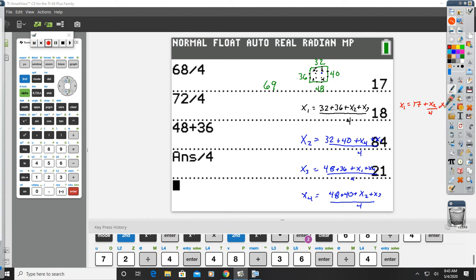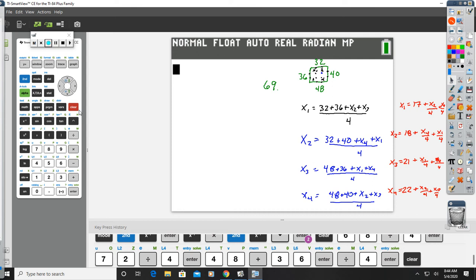So on this first one, this is really going to become x1 equals 17 plus x2 over 4 and x3 over 4. x2 becomes 18 plus x4 over 4 plus x1 over 4. x3 becomes 21 plus x1 over 4 plus x4 over 4. And the last one is 88 divided by 4, which is 22. So x4 equals 22 plus x2 over 4 plus x3 over 4.